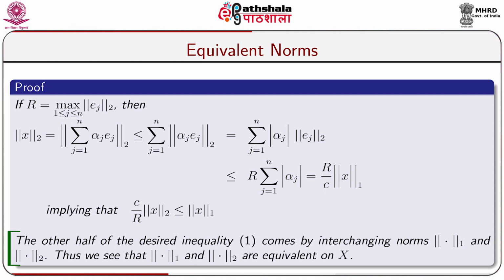The other half of the inequality 1 comes by interchanging the norms, norm 1 and norm 2. Thus, we see that norm 1 and norm 2 are equivalent on X.